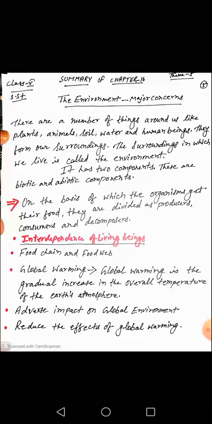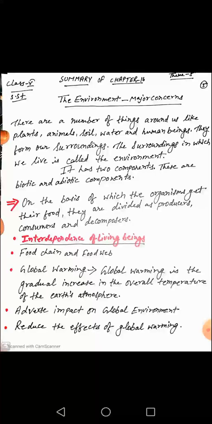It has 2 components. Environment के 2 components होते हैं. First होते हैं biotic and second one is abiotic components. On the basis of which the organisms get their food, they are divided as producers, consumers and third one is decomposers.